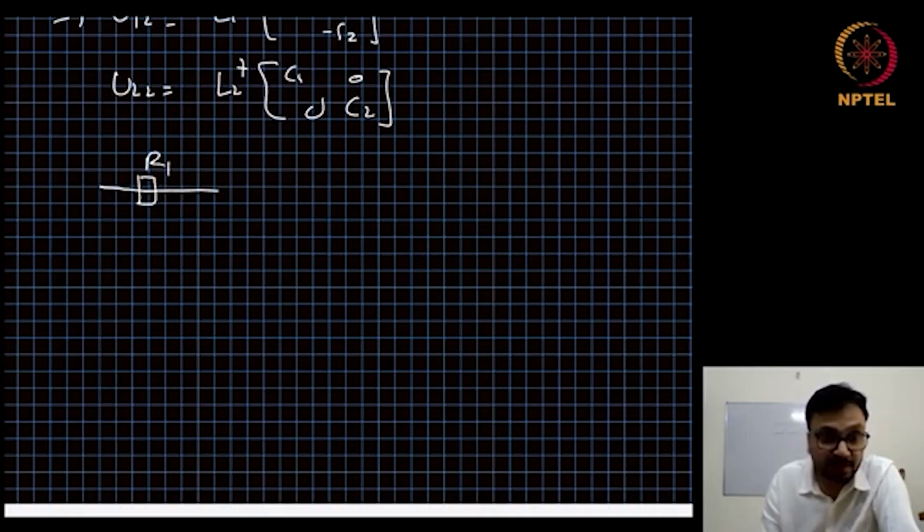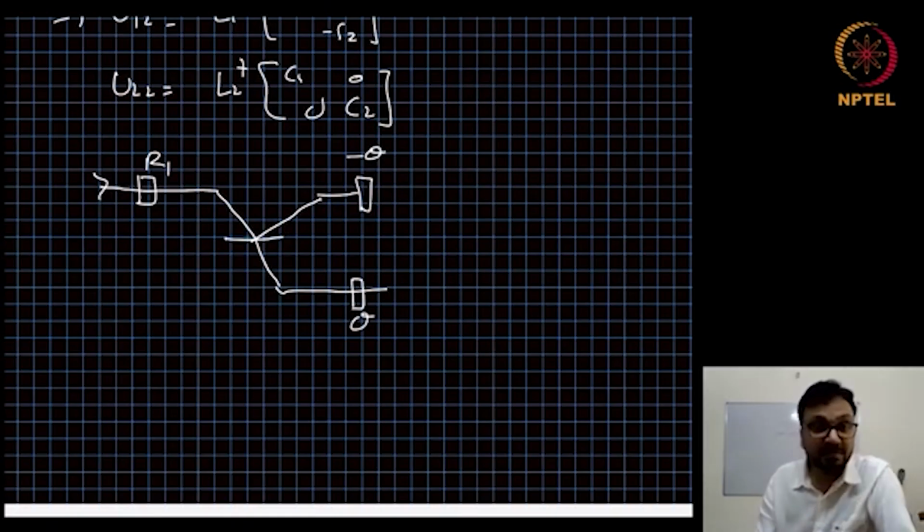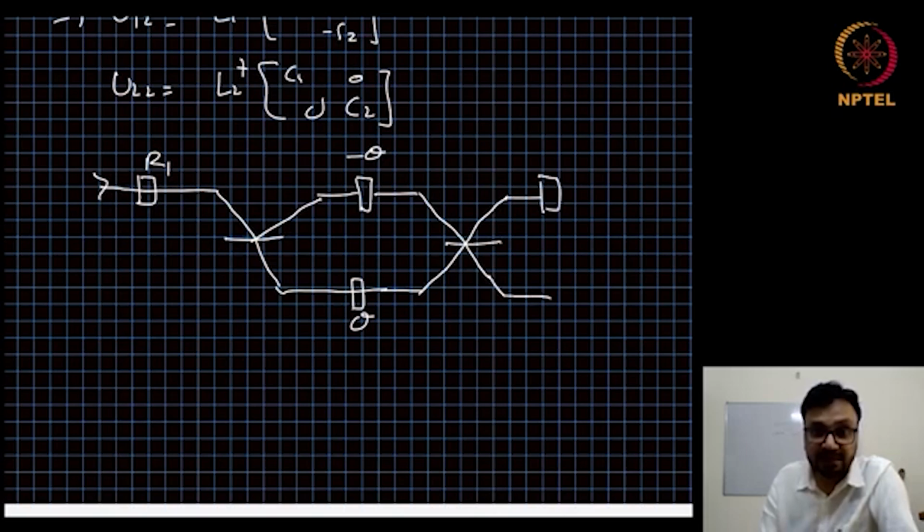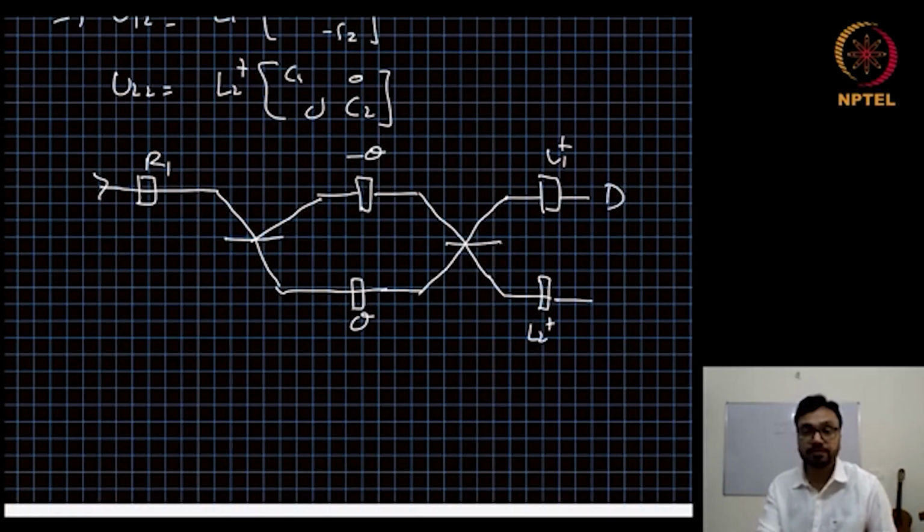There's R1 and this is path A, so if the photon enters in path A, then there's a beam splitter, there is a phase minus theta here and plus theta. I'm just writing theta, but it contains theta 1 and theta 2 corresponding to H and V, and this can be implemented with wave plates. There is another beam splitter, and then we have L1 dagger, L2 dagger, and outcome.